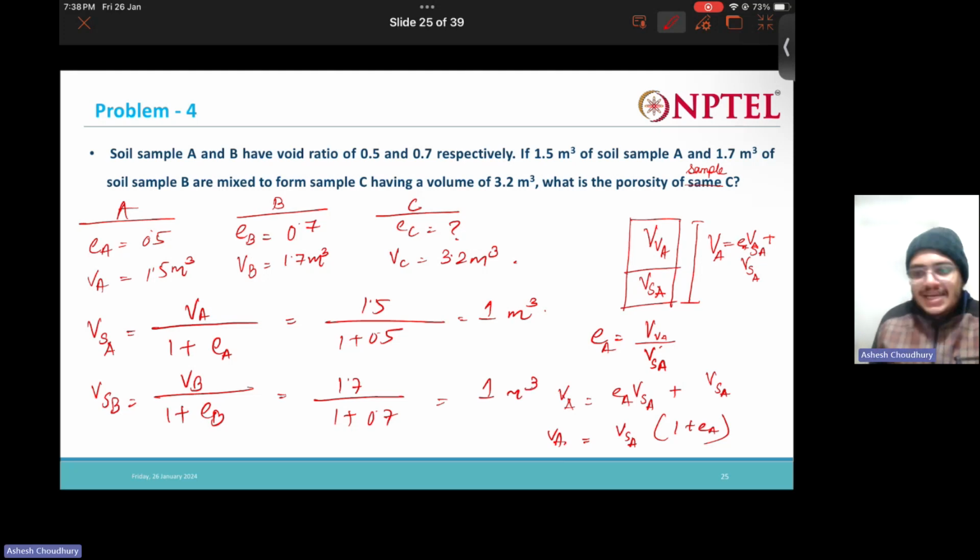Therefore, when you are mixing A and B, the volume of solids is going to be constant. So when mixing and making a sample C, what will be the volume of solids of C? Therefore, volume of solids of C is nothing but 1 plus 1 equal to 2 meter cube. This plus this, 2 meter cube.